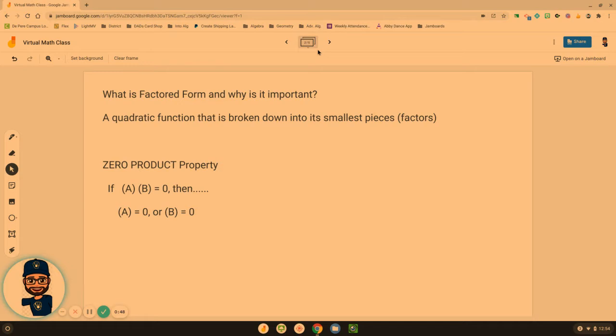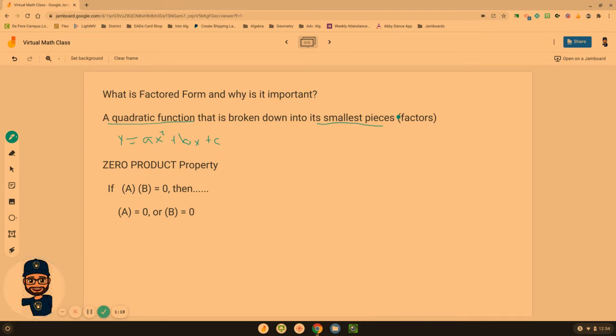So we can say that a quadratic function usually takes the form y equals ax squared plus bx plus c. That's that standard form that we learned. And what we're trying to do is break that down into its smallest pieces, which we call factors. We can break it down into the two factors.